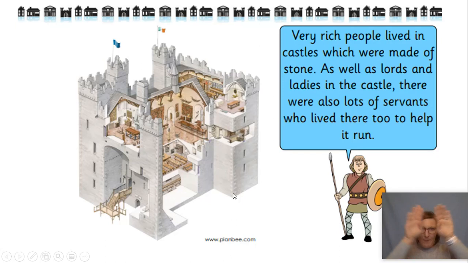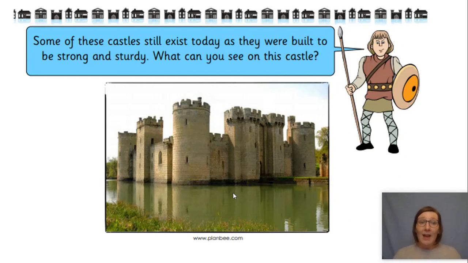But they don't have any big windows, and they definitely don't have any glass in them. Okay. Now, some of these castles still exist today. It's because they were built so well. They were really sturdy. They were built to be strong and sturdy.